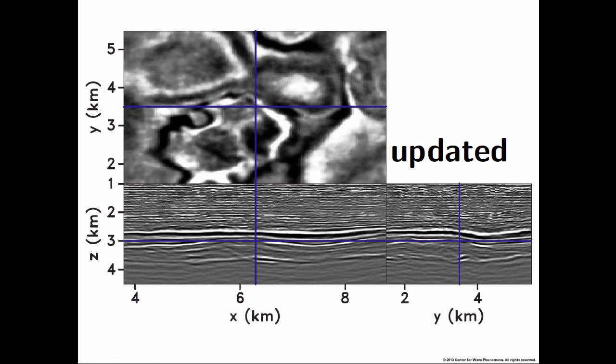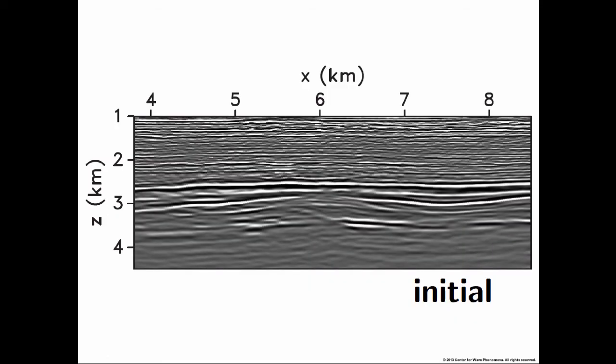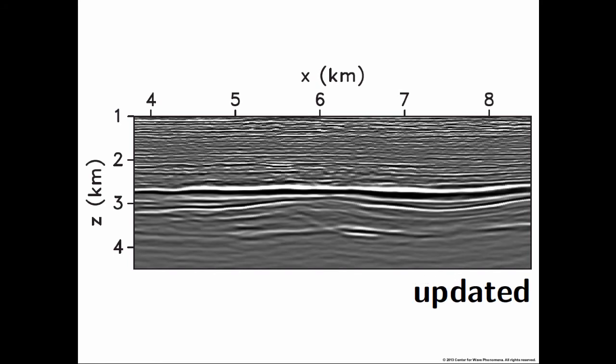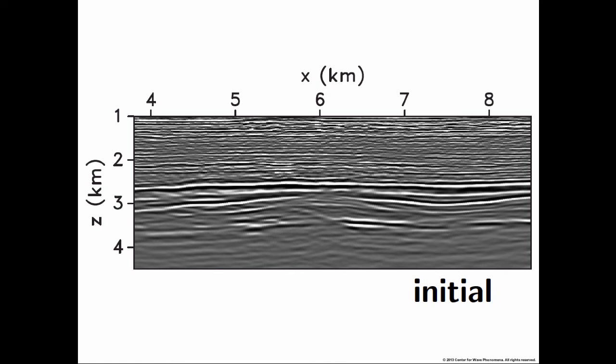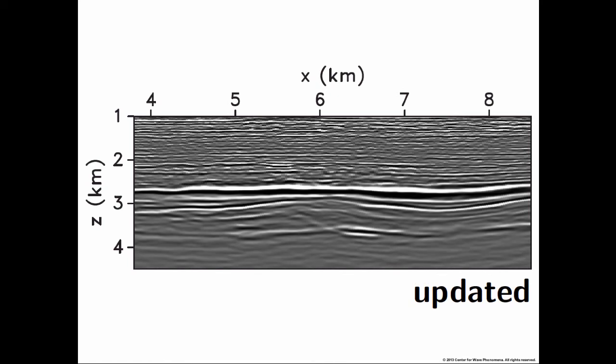So to better visualize the difference between the images, we extract the inline section from the model and do a more detailed comparison between the images. So here's the inline section for the initial model, and this is the same section corresponding to the updated model. So by comparing these two images, you will see that the image is improved in terms of the continuity and the coherency.